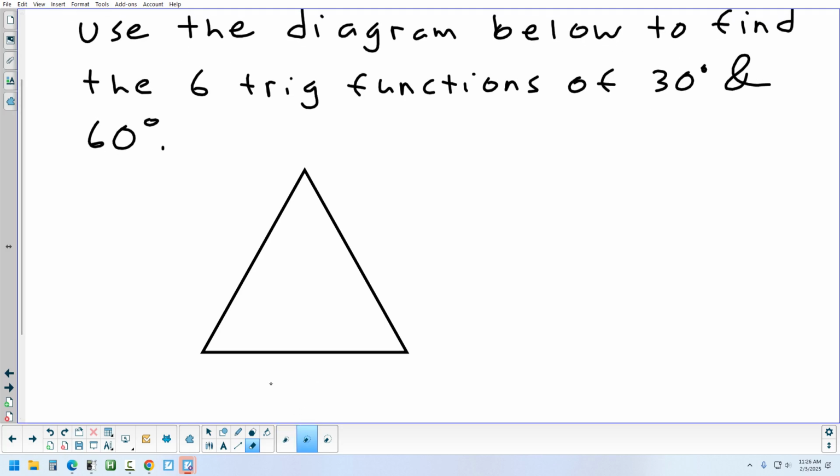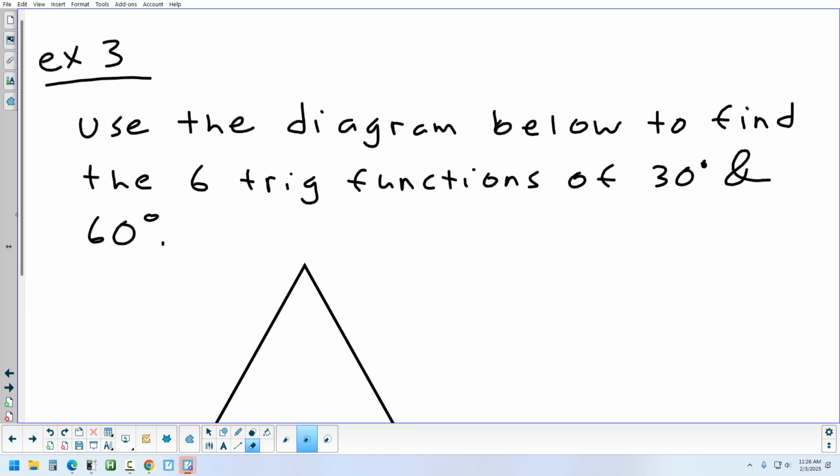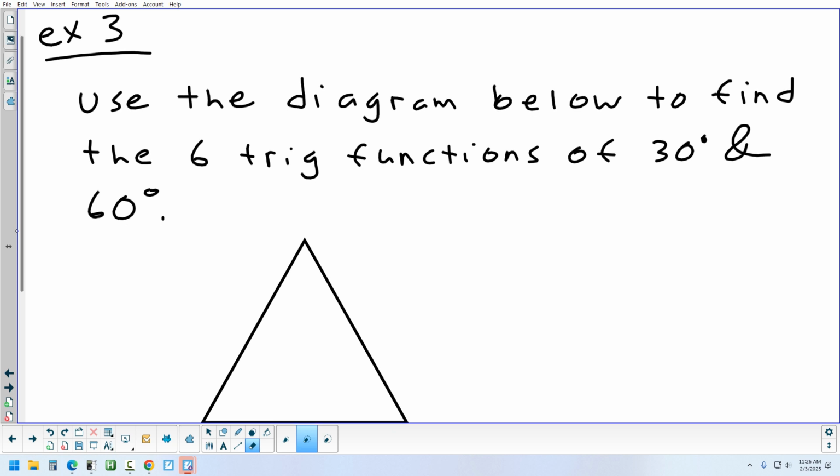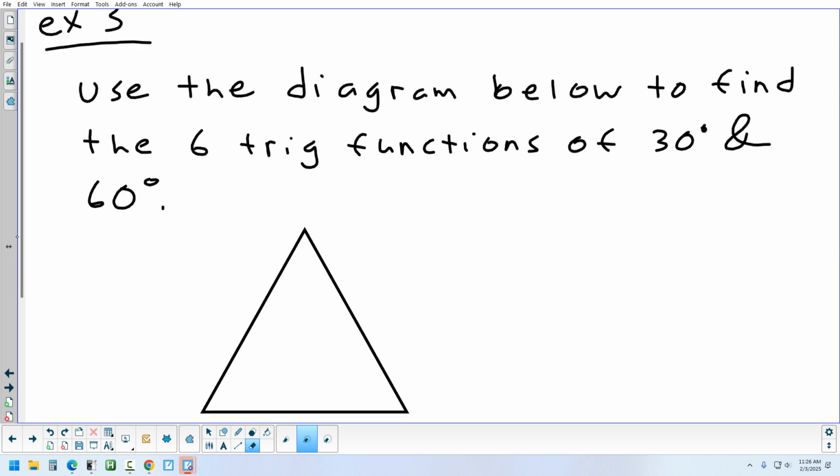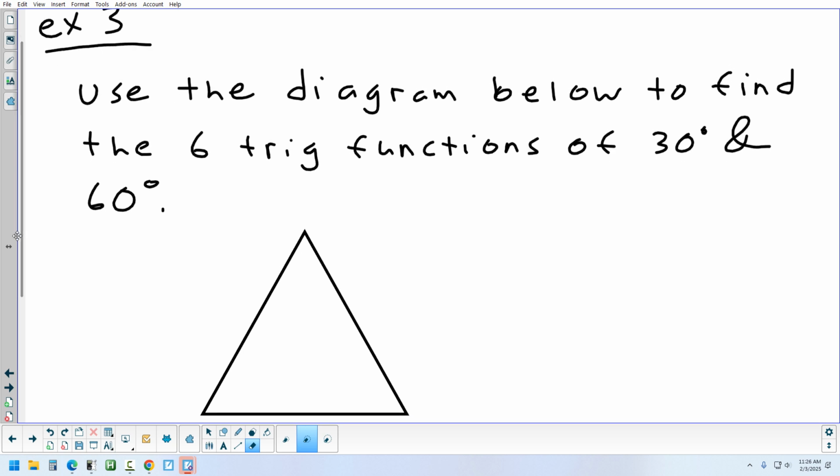Okay, so it says use the diagram below to find the 6 trig functions of 30. Well, let's just do 60. Because if I do 30, then I got to do 6 for 30, then I got to do another 6 for 60. That's going to be 12 problems. Okay, let's just do 60.